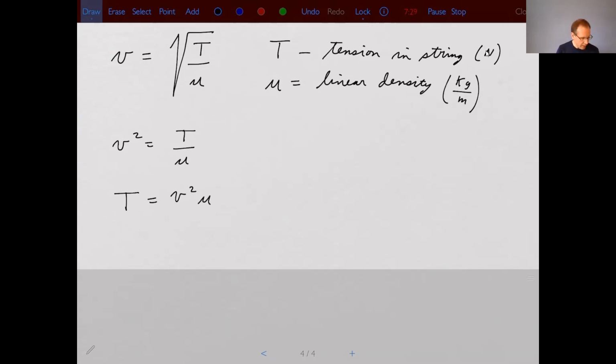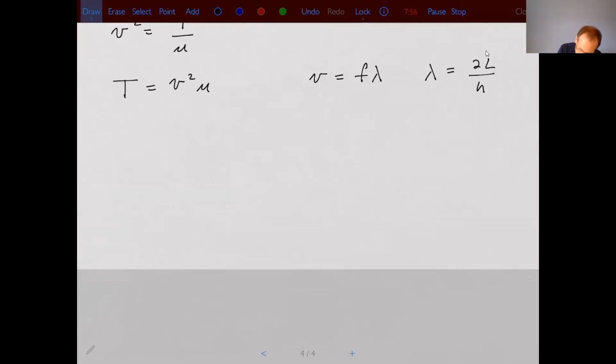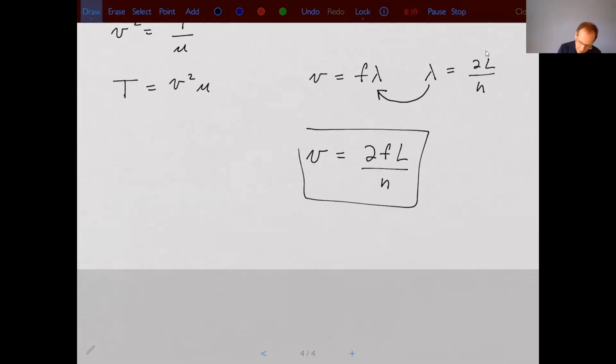But we can plug in for V, because we know the velocity is the frequency times the wavelength. And the wavelength, we discovered when observing 1 loop, 2 loops, and so on, is just equal to 2L over N. First let me substitute in lambda to get a new equation for V. So V, the velocity, is going to be 2FL over N. That's another equation you will need later, so I'll box it here.